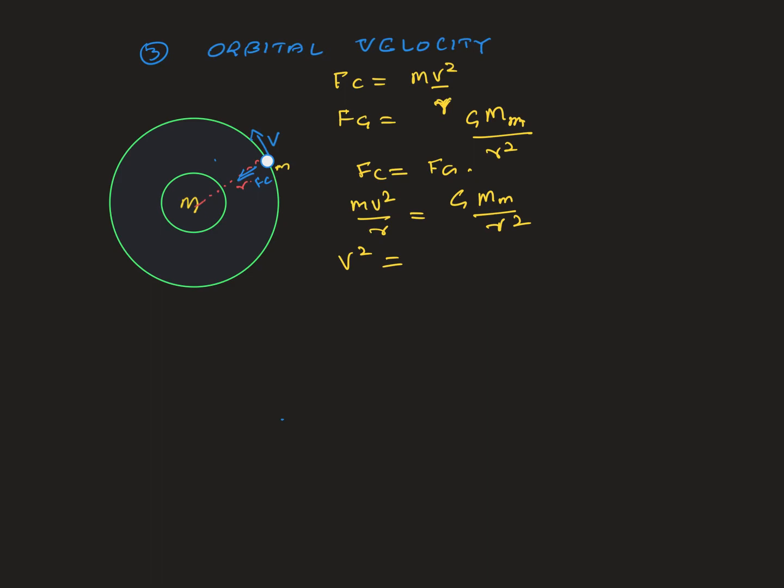So, before we do that, we can cancel this m and this m. So v squared is equal to GM over r. So we can write v is equal to the square root of GM over r.